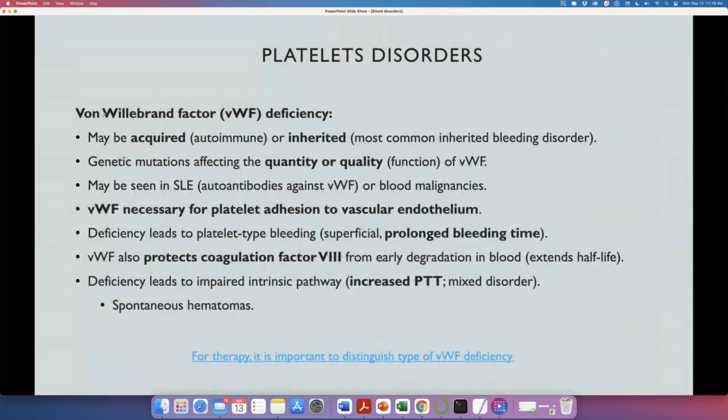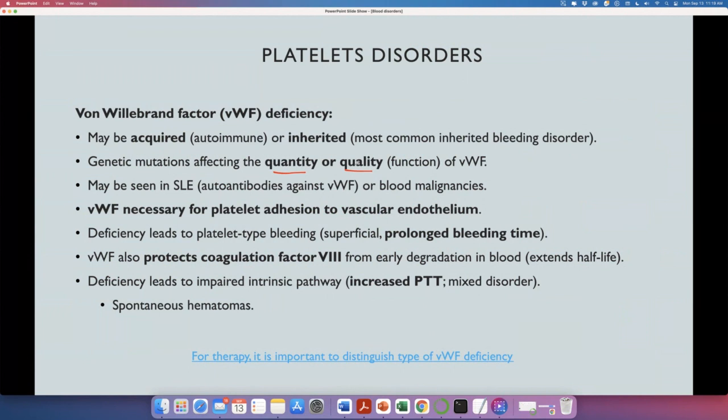So it's a mutation that affects the quantity or the quality. If the problem is the quantity, it is okay to give medication to increase the production. They're going to have more. But if the problem is the quality, we don't do anything by inducing the formation of more because it is bad quality.